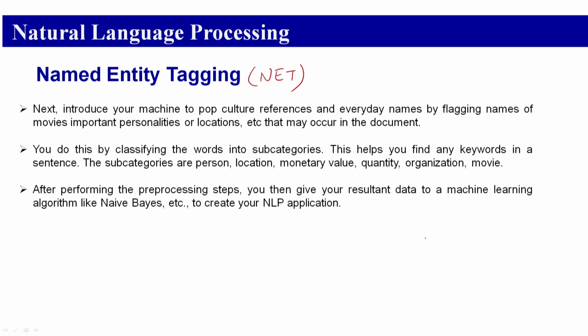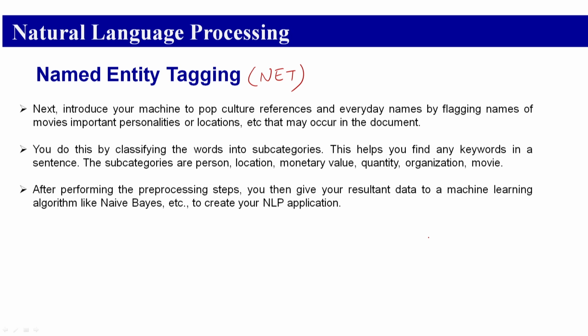And the last thing is what is called named entity tagging. What is that? If you want to introduce a machine to pop culture references and everyday names, you flag names of movies, important personalities or locations that may occur in the documents. That is called named entity tagging. You can do this by classifying the words into subcategories, like somebody is famous in music, somebody is famous in movies. That is called subcategorization. Words can also be done that way.